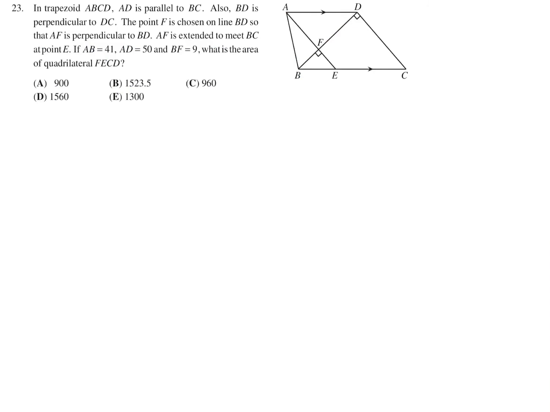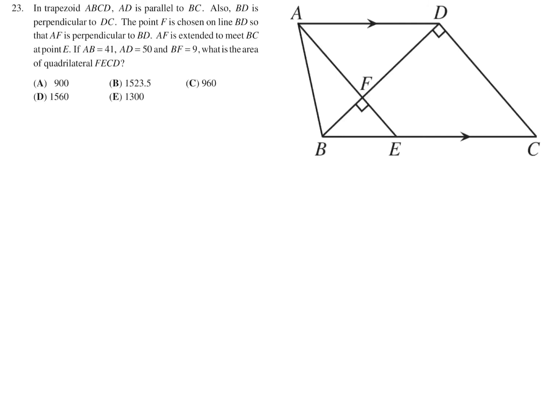In trapezoid ABCD, AD is parallel to BC. Also, BD is perpendicular to DC. The point F is chosen on the line BD so that AF is perpendicular to BD. AF is extended to meet BC at point E. If AB is equal to 41, AD is equal to 50, and BF is equal to 9, what is the area of quadrilateral FECD? So they want you to find the area of FECD, that shape right there.